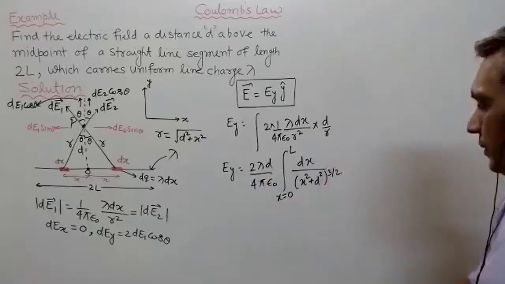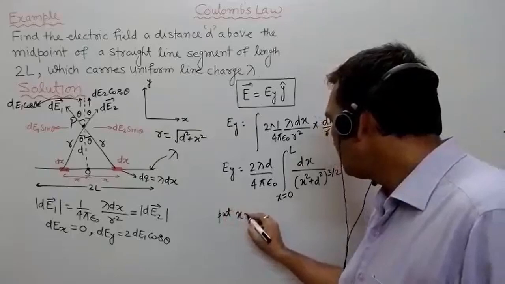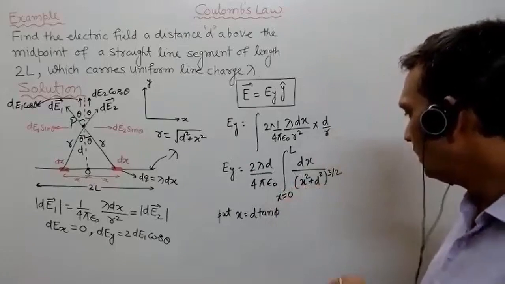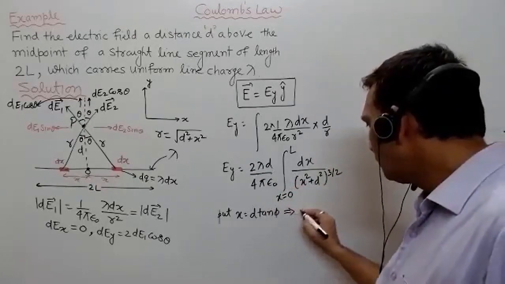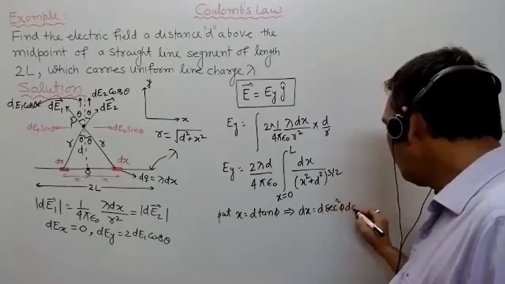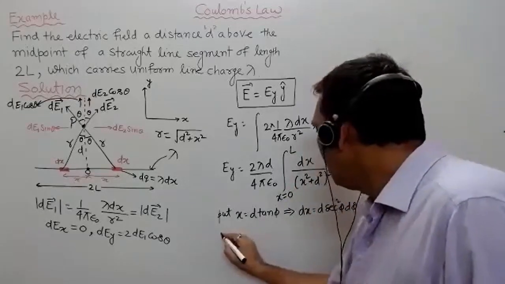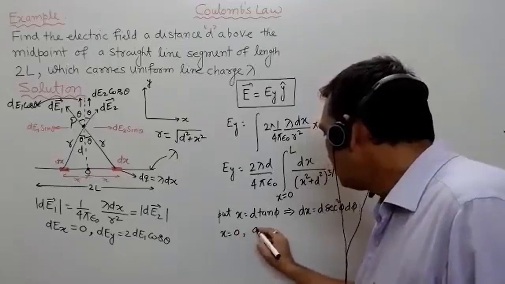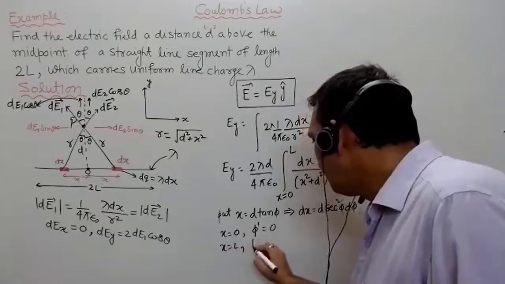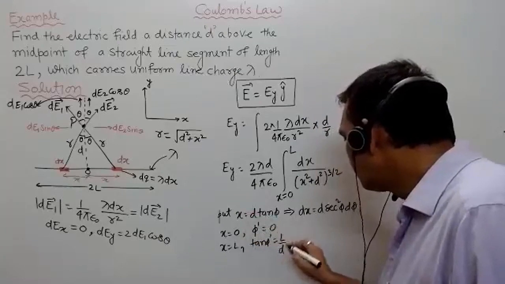So how will you integrate? You have to use the substitution method. Put x = d tan phi. You know how to integrate. So this will give you dx = d sec square phi d phi. And what will be the limit of phi? When x is 0, let us take the limit phi dash to be 0, and when x is equal to L, then tan phi dash will be L by d.